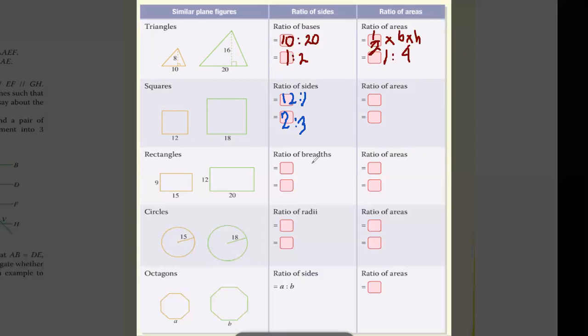Albert, what is the ratio of area for squares? 4:9. 4:9. Okay, good. Sorry. Flo, what is the ratio of breadth of rectangle? 9 to 12. Don't forget to simplify. Yeah, 3 to 4.